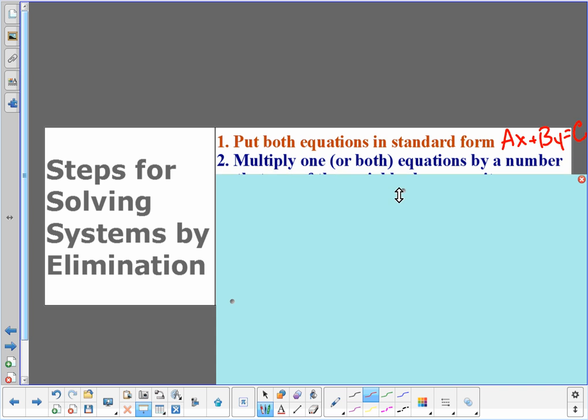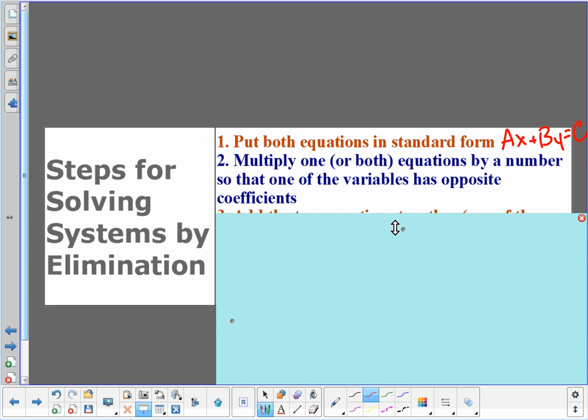After we have them both in standard form, we need to make sure that we have opposite coefficients. That's what we're trying to find there, opposite coefficients. So if it has opposite coefficients already, great. If not, then we're going to have to do a little work, which means we're going to have to multiply by something. We did that a little bit at the end of the last video where we had to multiply by a -1, and we may have to do that to both equations this time. There may be some numbers involved, but however we can get opposite coefficients for either x or y is what we need to do next.